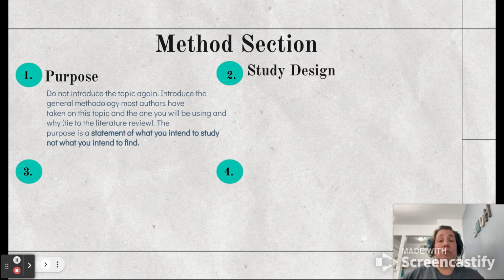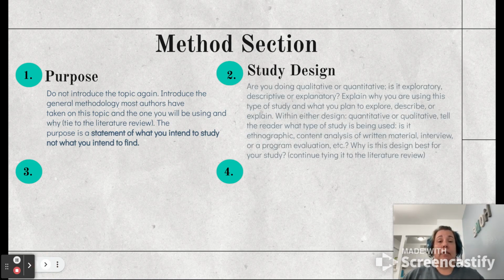Then following the purpose will be the study design. This is where you will discuss, first off, the broad category. Are you doing qualitative or quantitative? Or mixed methods. Then you will explain why you're using that type of study, and describe and explain the design. So are you going to do an ethnographic design? Are you going to do interviews, etc.?